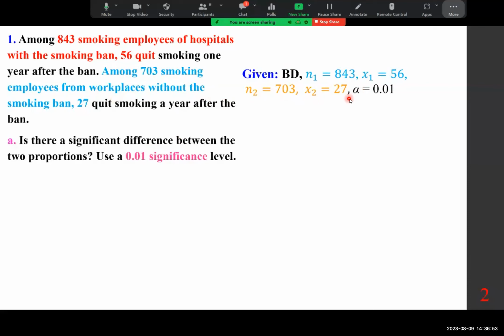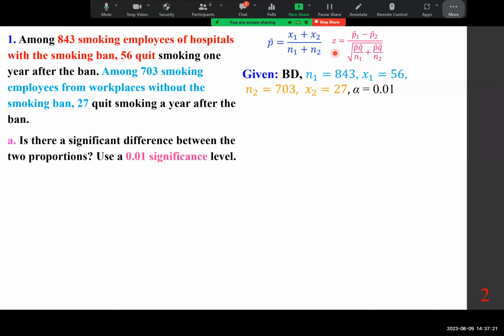Now we do the 4-step test of hypothesis. And that requires knowledge of some formulas. So the formulas I want to remind you. We have something called P bar. We pool the proportions: X sub 1 plus X sub 2 over N sub 1 plus N sub 2. Again, all of these formulas are given to you in the formula sheet.